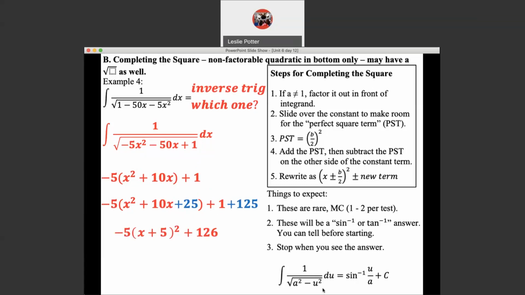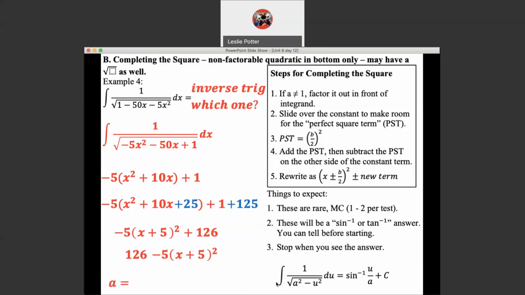Okay, and I am working towards getting it towards this. So this is my u. I just have them positioned in the opposite order, and this is my a squared. This is my u squared. Okay, so what I'm going to do here is rewrite them so that it looks like the pattern.